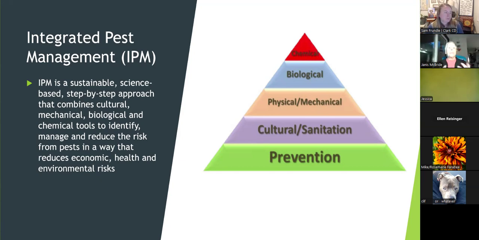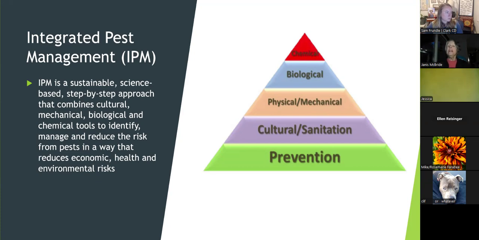Okay, so integrated pest management is a sustainable, science-based, step-by-step approach, and it combines cultural, mechanical, biological, and chemical tools. First you want to identify and then manage. And notice we say manage here, we don't say eliminate. So we're managing and reducing the risk from pests in a way that reduces economic, health, and environmental risks. So pretty big definition there.